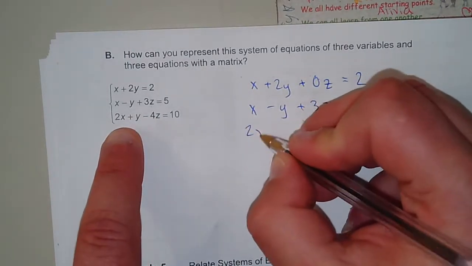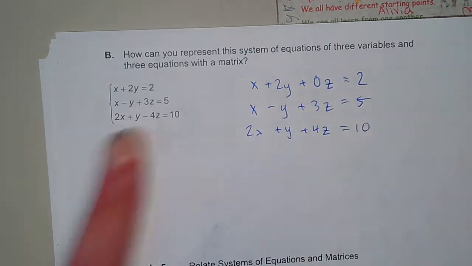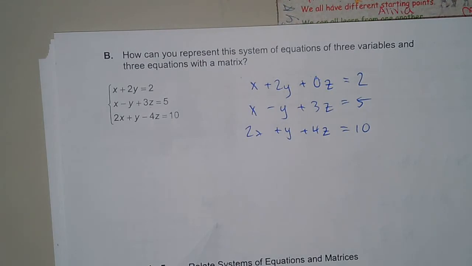So we didn't have to do much here. So plus y minus 4z. So I really only had to rewrite the first equation. Probably could have just looked at that. So anyway, that's what we've got. Now, that's everything in standard form.